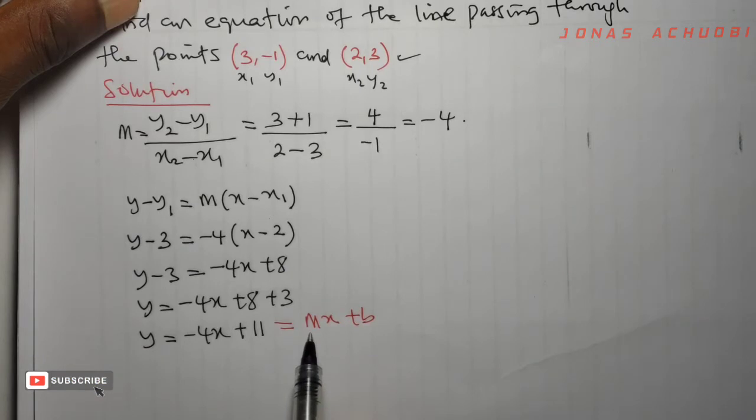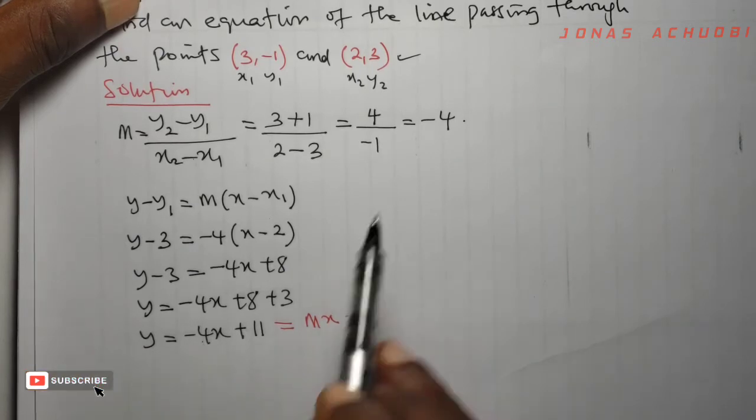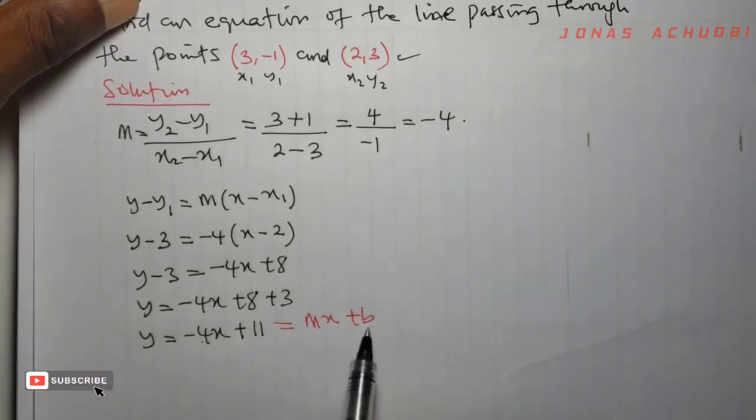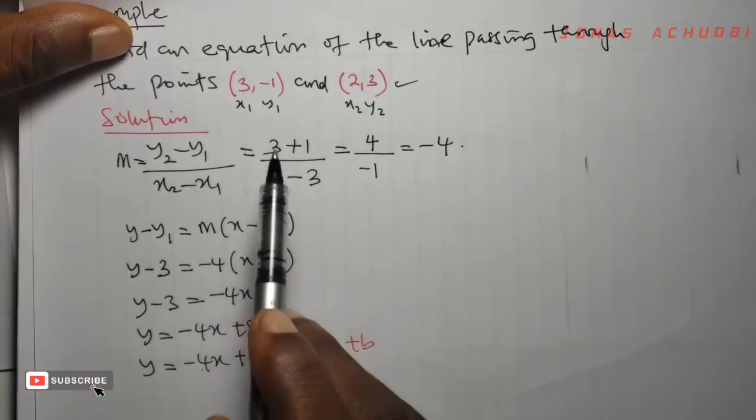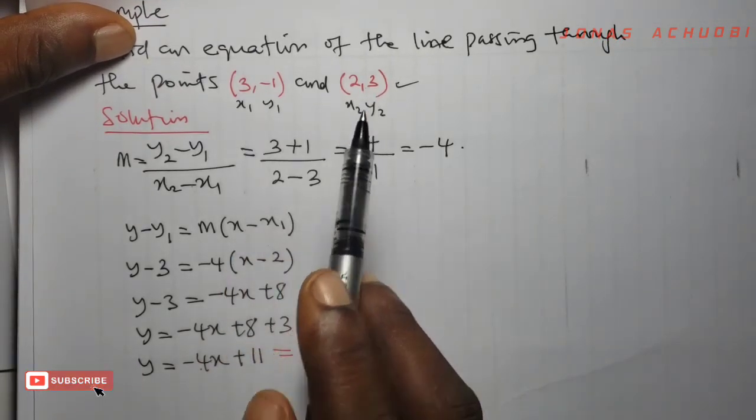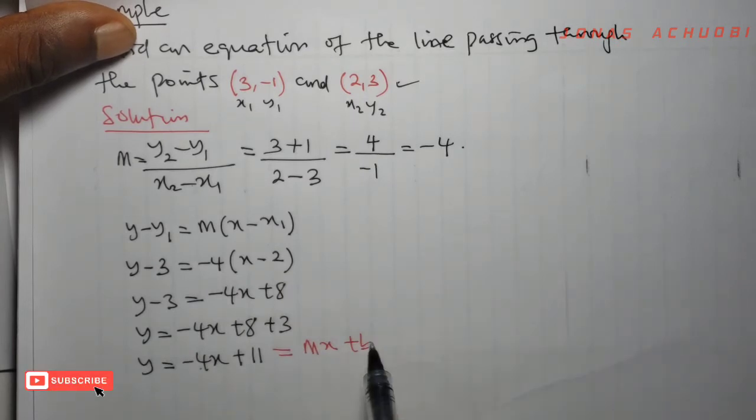Now m here is for the slope, which is minus 4. Of course, you see already minus 4. And the b here, I explained already in the last class, represents the y-intercept of the line. That is to say, if you sketch the line that goes through these 2 points, you observe that on the y-axis, the line will pass through the point 11.